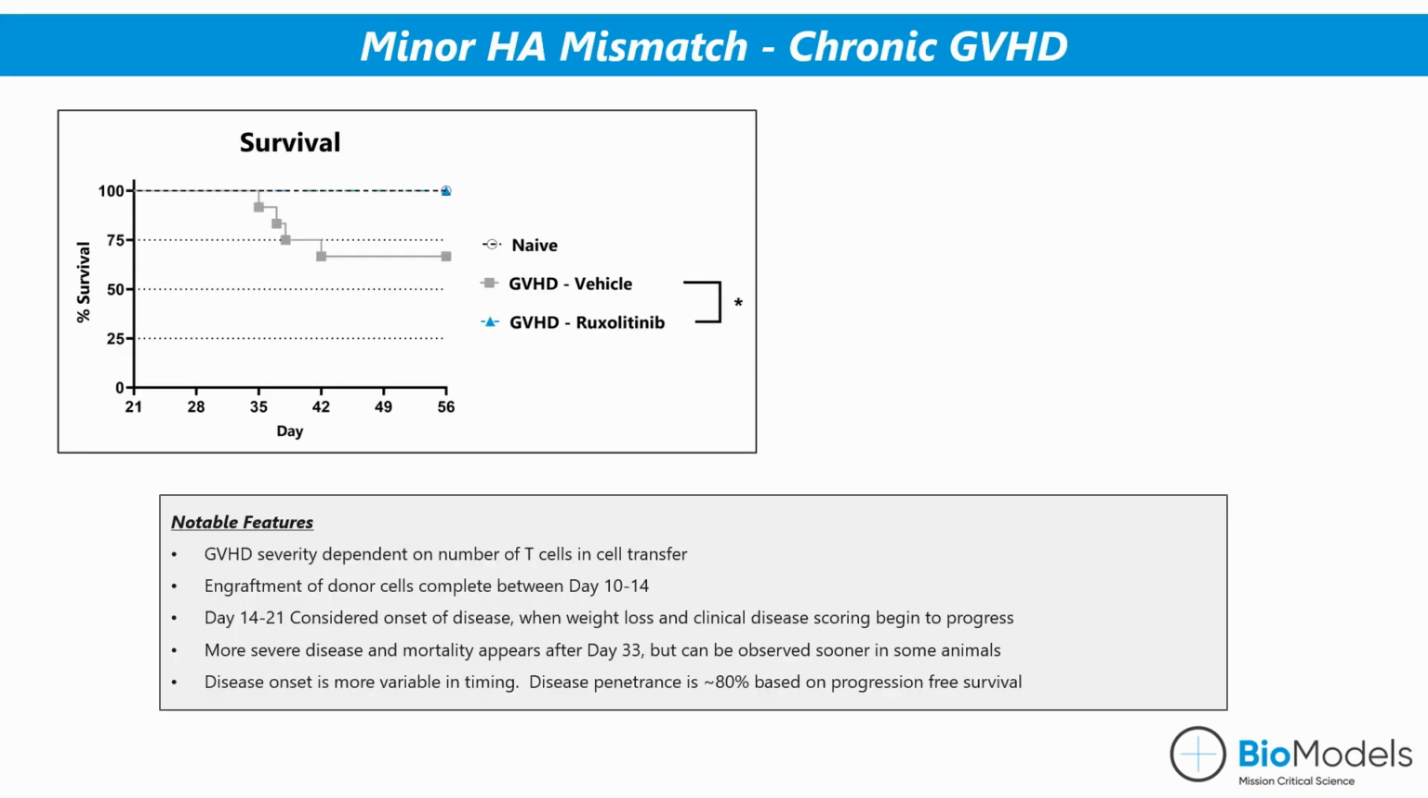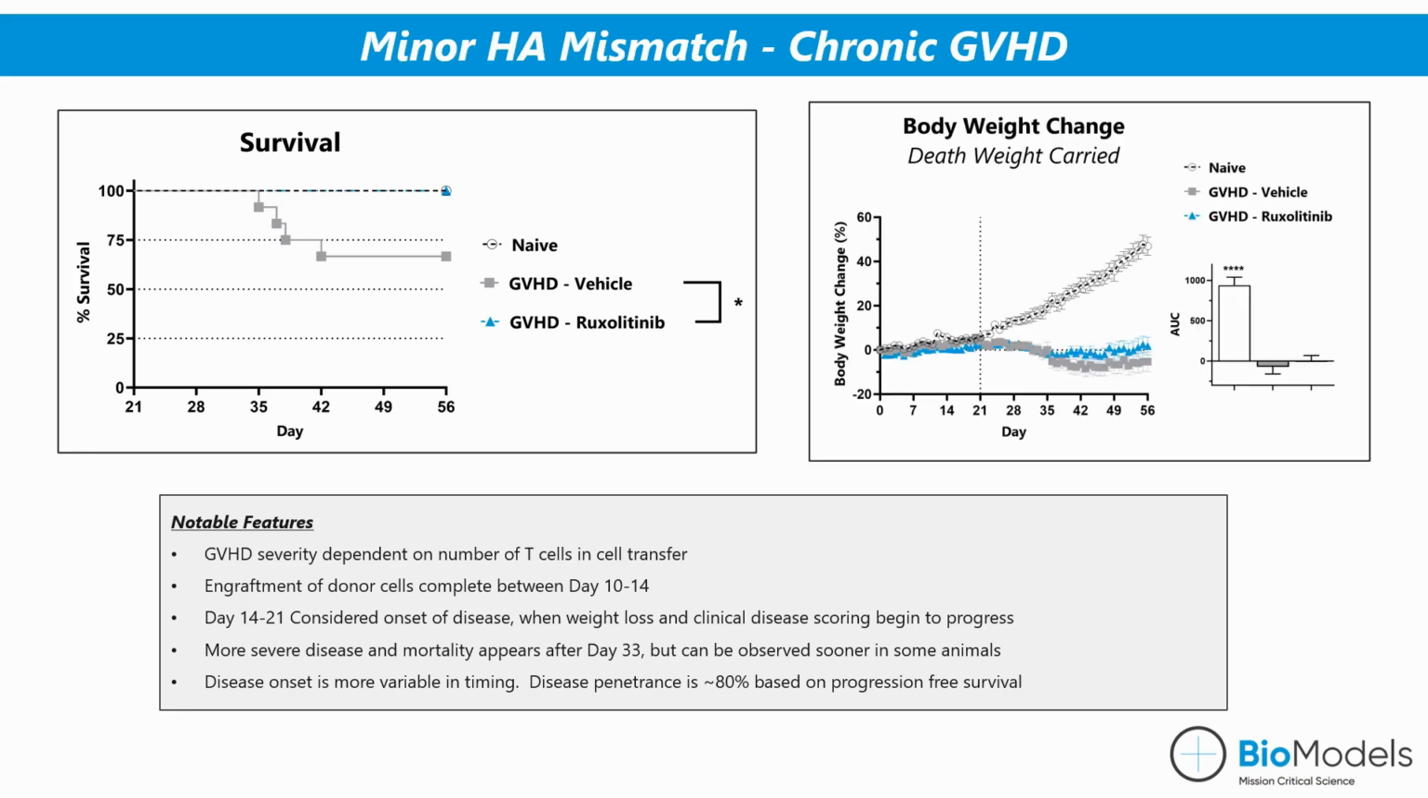So as I mentioned, survival is usually a bit better in this model. We typically expect around 70 to 80% survival by day 56. In this particular study, we had a 3-group study of naive, diseased, as well as diseased ruxolitinib-treated animals. And as you can see, both the naive and ruxolitinib-treated animals had 100% survival by day 56.